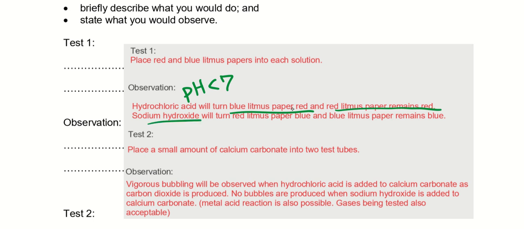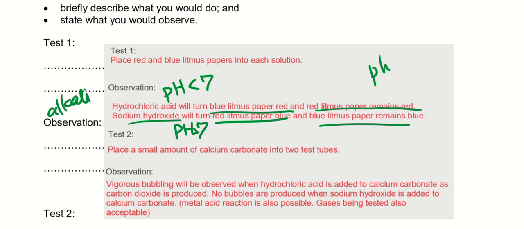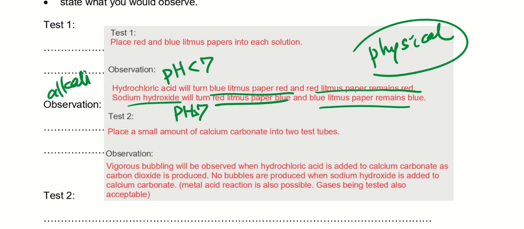Sodium hydroxide is an alkaline, so it has a pH greater than 7. So greater than 7, yeah. So it will turn red litmus paper blue, blue litmus paper remain blue. So this is actually a physical test. It is not a chemical reaction or a chemical test.